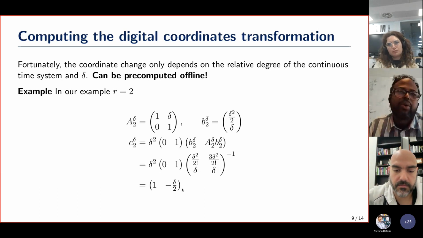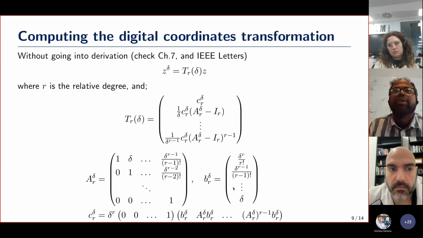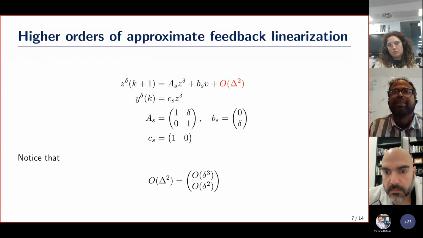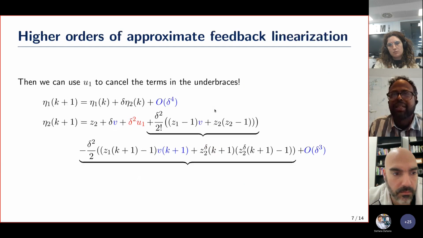Okay, let's fill our coordinate change in. The first row of our coordinate change is this matrix, so 1, minus delta over 2. And the second row is this, which in our case when we evaluate it is 0, 1. Now, if we look at this and compare it to what we found earlier in the example, notice that exactly 1, minus delta over 2, 0, 1 multiplying z is the matrix that we obtained now.